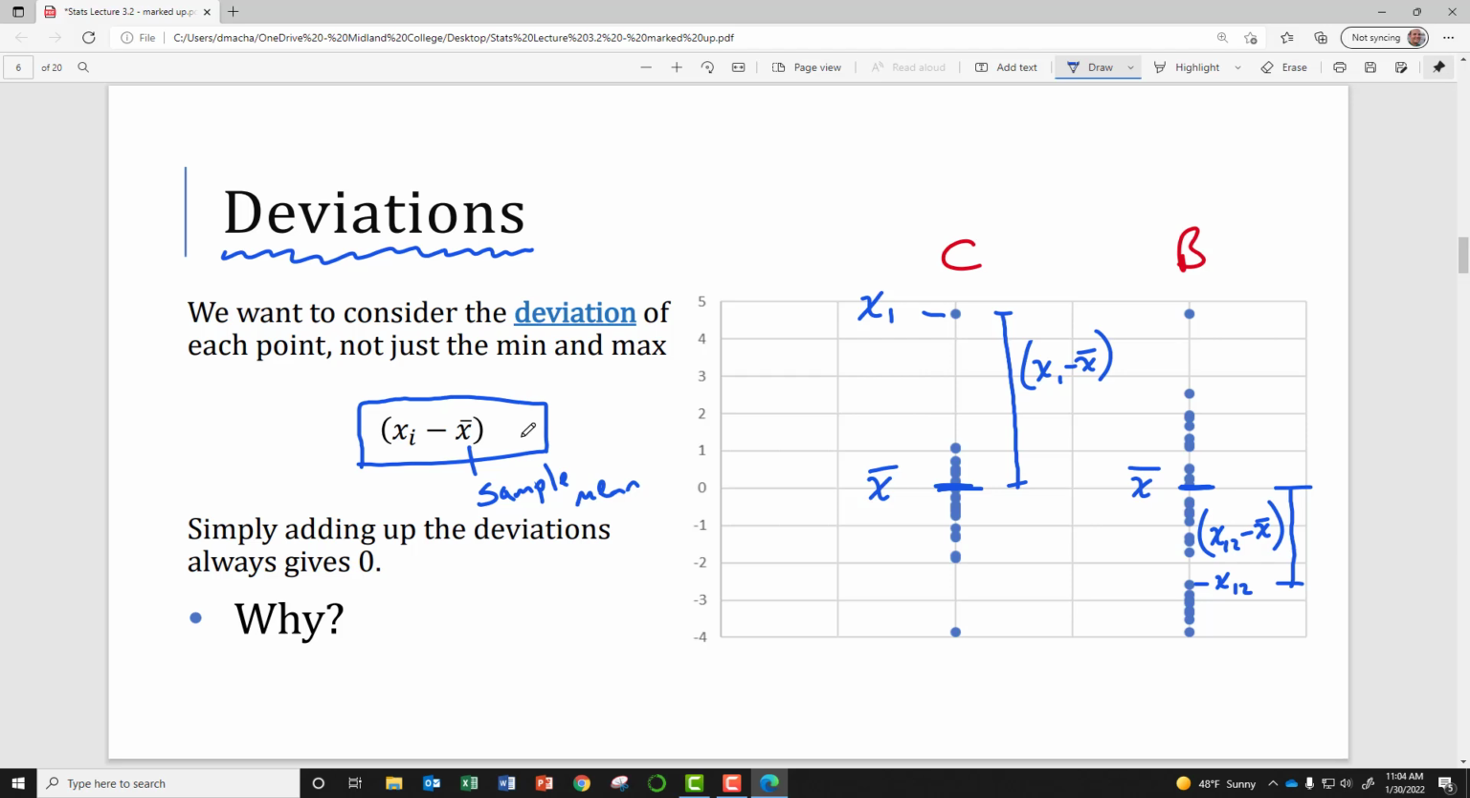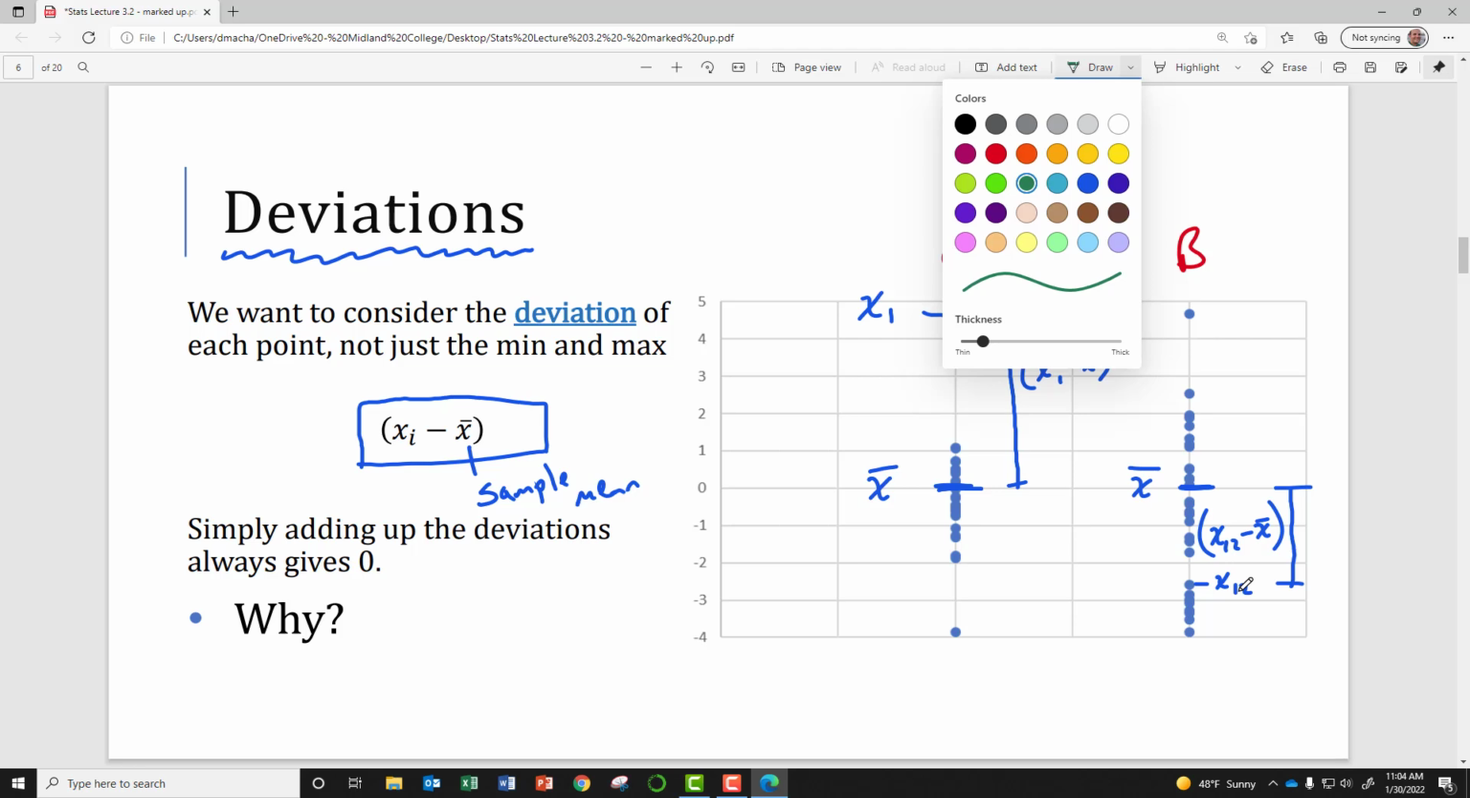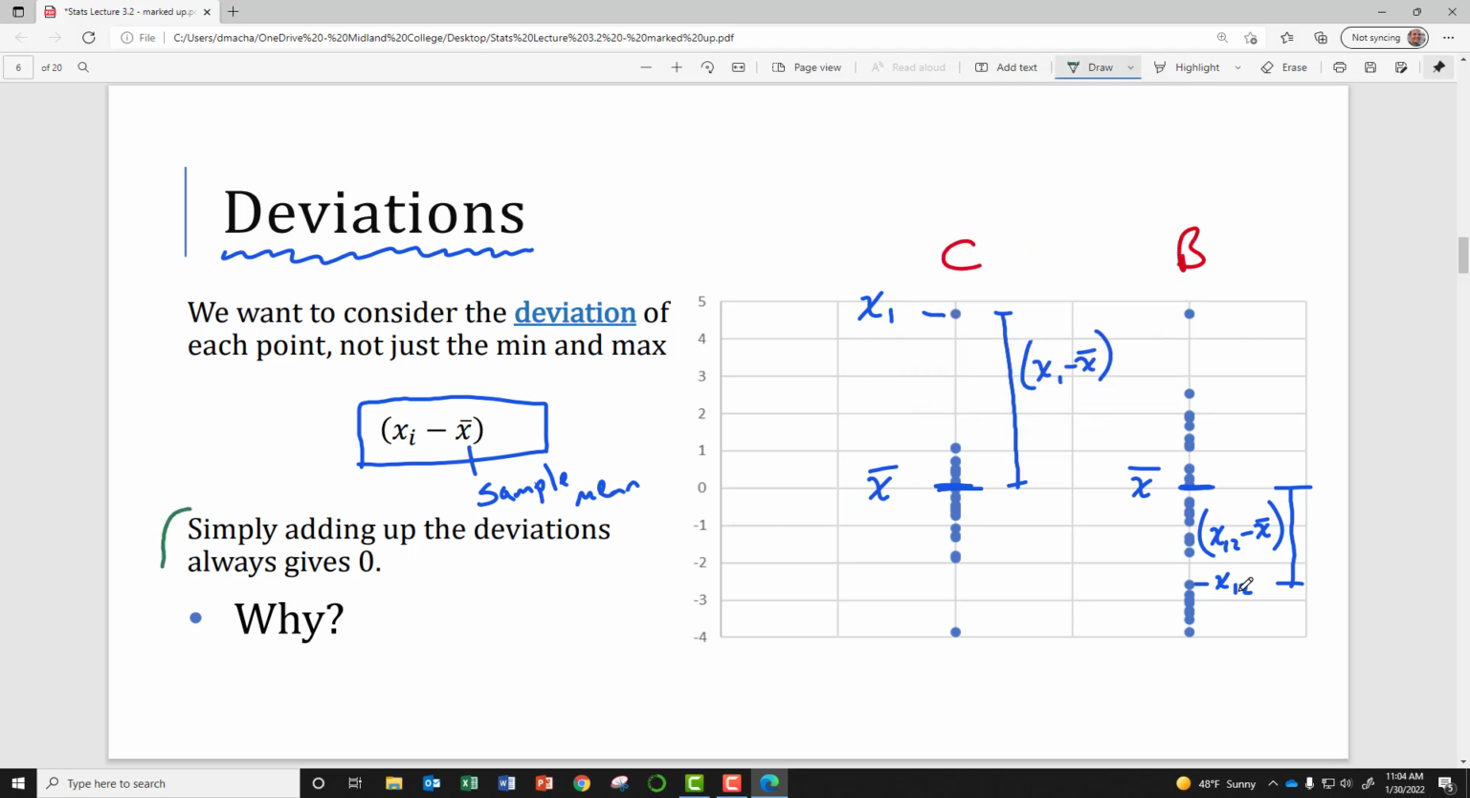But we're talking about the deviation of each point in the data set. And if the data is more dispersed, we would think that each data point is going to tend to have a larger deviation when we consider all of the data points. And so maybe you think a good measurement would be to just add up all of the deviations for all of the measurements. However, I can tell you that adding up the deviations always gives you a sum of 0.